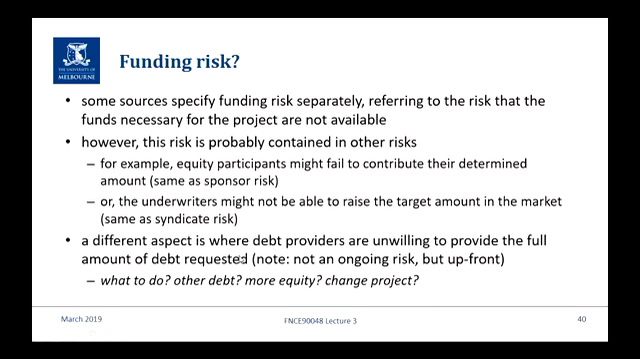Of course, the other aspect is one that we've already covered a few times up to this point, and that is where the debt providers haven't agreed on the full amount. So they'll say, we'll fund this project, but not to the extent you want. So that's an upfront risk, not an ongoing risk in that case. And what do you do? We've already discussed it. Do you bring in more debt? Do you bring in more equity? Or do you change the project to fit the amount of debt that's available?